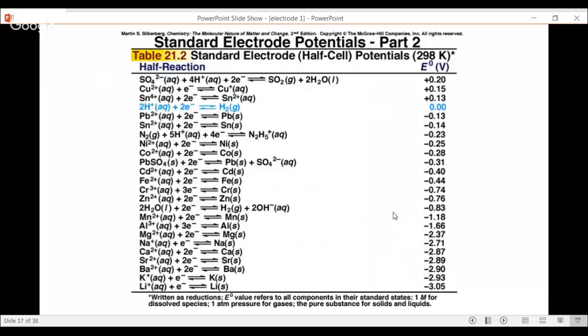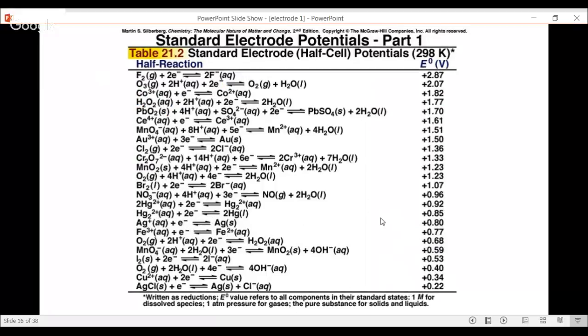The same way, if I were to look at the fluorine, you look at the chlorine. Chlorine is 1.36, bromine is plus 1.07, and iodine is plus 0.53. So in this case it is 2.87, 1.36, 1.07, and 0.53. In this case the positive values are decreasing as the electron affinity is decreasing.